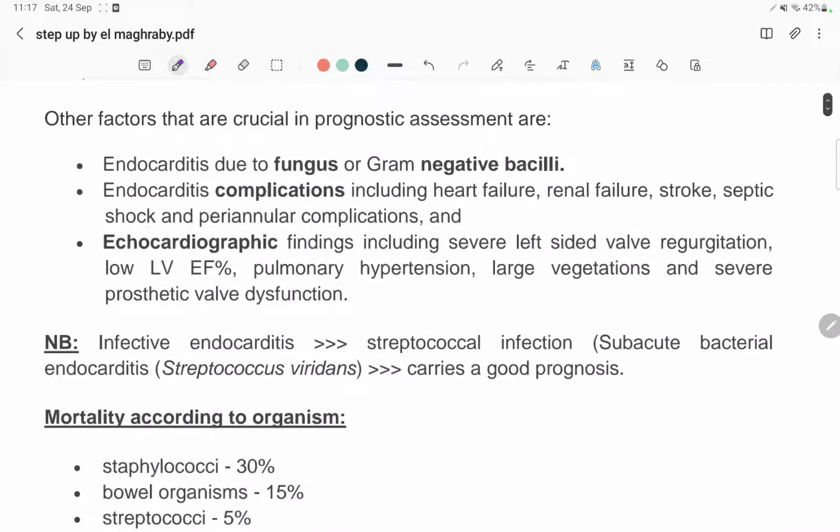Other factors that are crucial in prognosis assessment of endocarditis are fungus or gram-negative bacilli. Endocarditis complications include heart failure, renal failure, stroke, septic shock, and periannular complications. Echocardiogram findings include severe left-sided valve regurgitation, low EF, pulmonary hypertension, large vegetation, and severe prosthetic valve dysfunction.